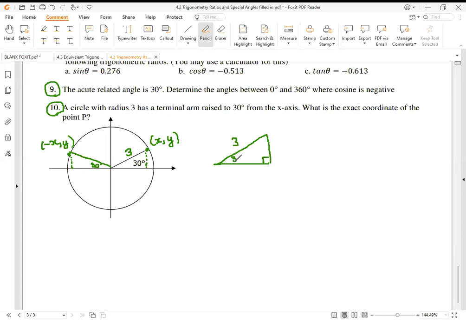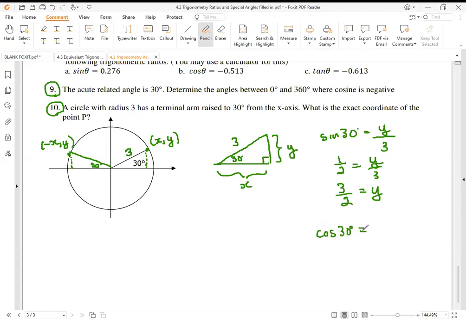Think of grade 10: if I gave you this, can you tell me what the opposite and the adjacent sides are? This is a grade 10 question. If you can, you've automatically found x and y. Sine 30 degrees is equal to opposite over hypotenuse. Sine 30 is a half, equal to y over 3. Multiplying both sides by 3, y is 3 over 2, 1.5.